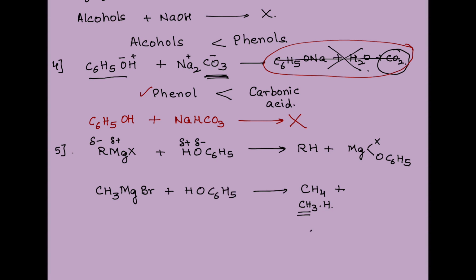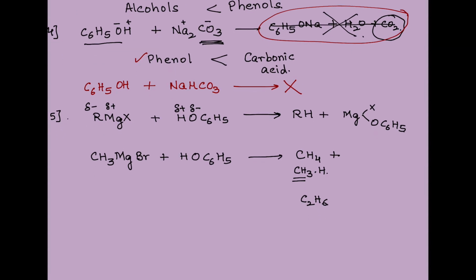I want to prepare ethane by this method, C2H6. What is my R going to be? Well done. It is going to be C2H5MgBr.